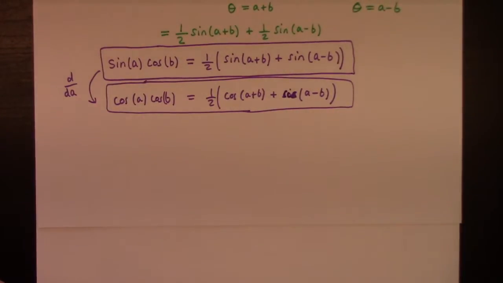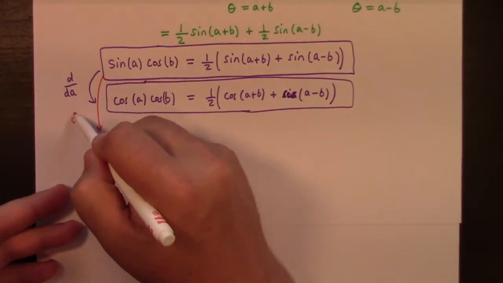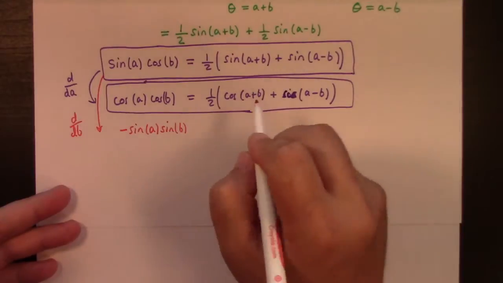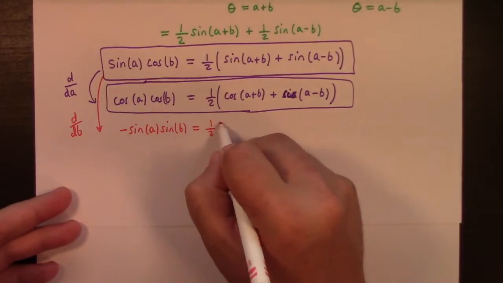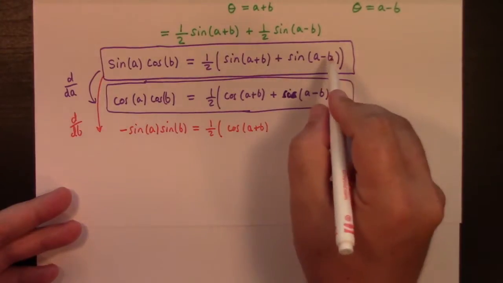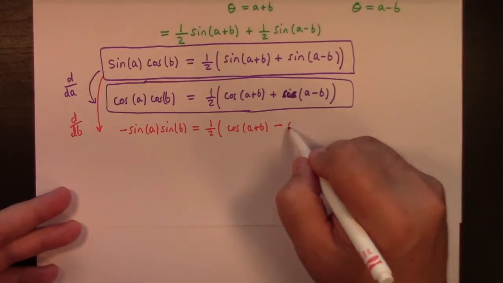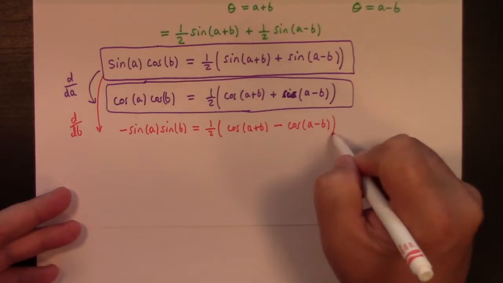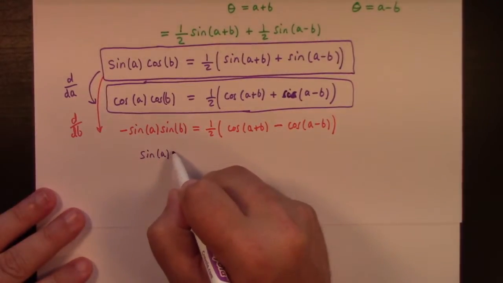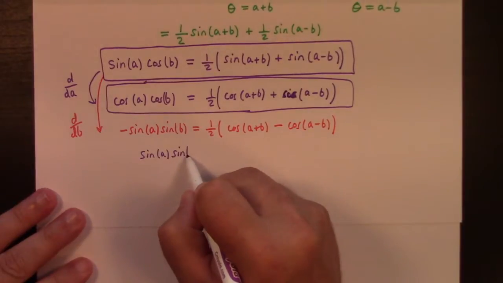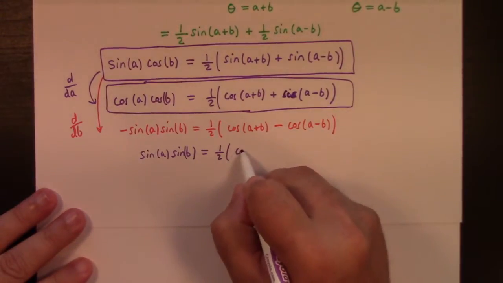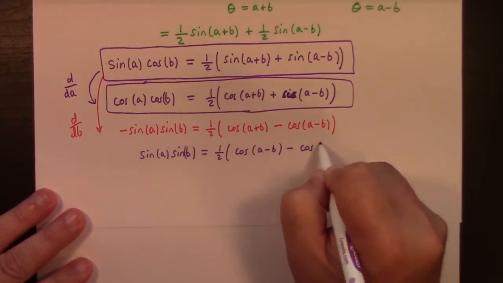Well, sine sine I can also get from differentiating, right? Just instead of differentiating with respect to a, I differentiate with respect to b. And that's going to give me minus sine a, sine b is equal to 1/2, be careful, I'm supposed to differentiate this one, right? Cosine of a plus b, and then the chain rule brings a minus out here. I'm differentiating this with respect to b, so I get cosine of a minus b. And again, I pulled the minus out because of the chain rule. And so what does that give us? Well, that gives us sine a, sine b is equal to what? 1/2 of the cosine of a minus b minus the cosine of a plus b.